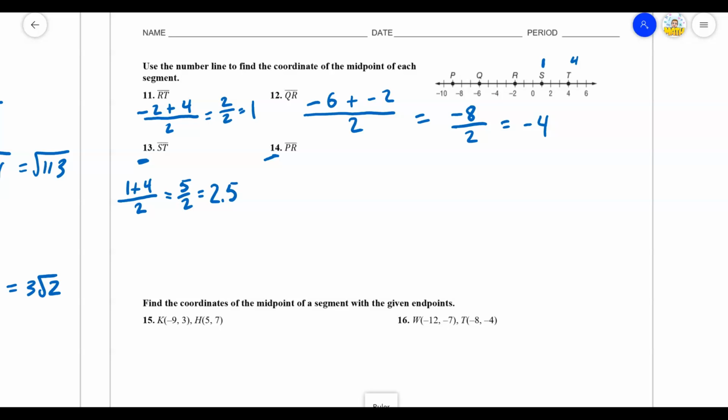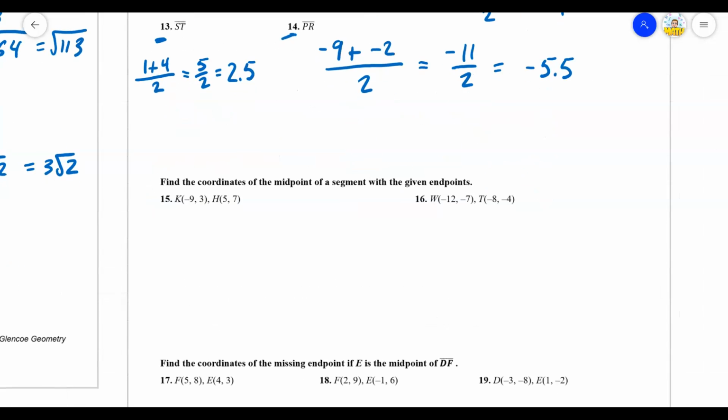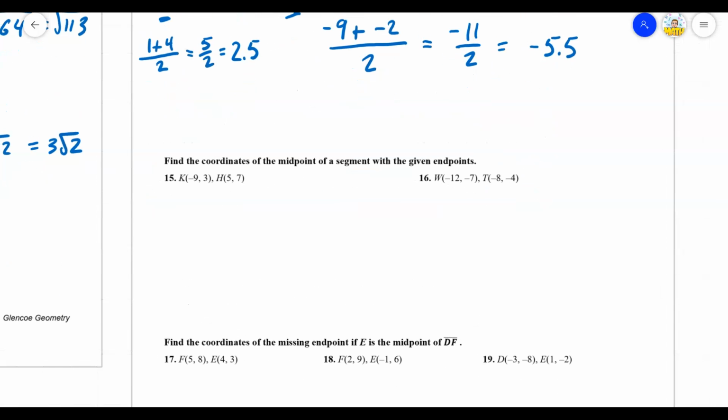Okay, from P to R, let's see how we did with that one. To go from P, which is at negative 9, watch that negative symbol there, to R, which is at negative 2. It looks like we'll have another decimal here. Negative 9 plus negative 2. Be careful, that's negative 11. Negative 11 divided by 2 is negative 5.5. So this is why we reviewed our algebra stuff in the beginning of the course, to make sure we were okay with those types of situations.